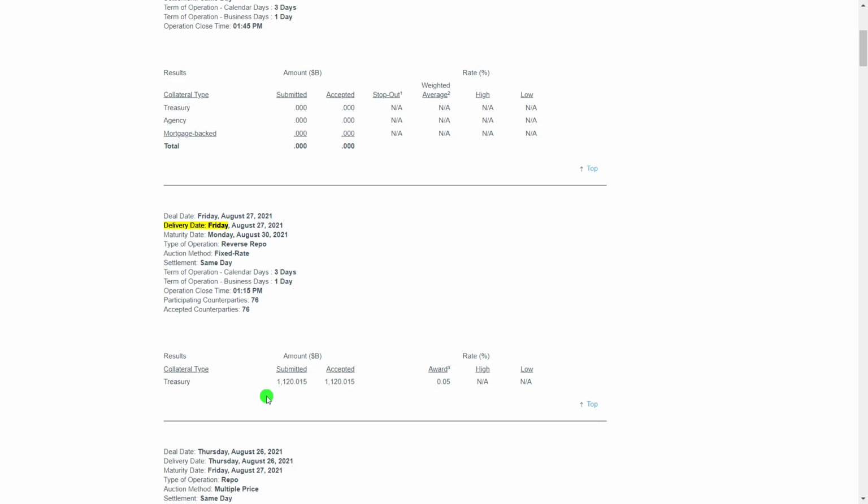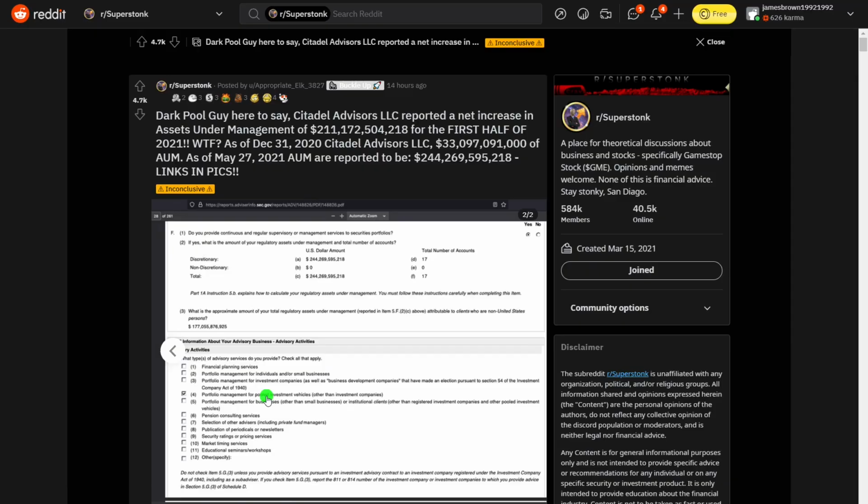This is some DD by a user on Reddit, known as Dark Pool Guy, that shows Citadel's positions.